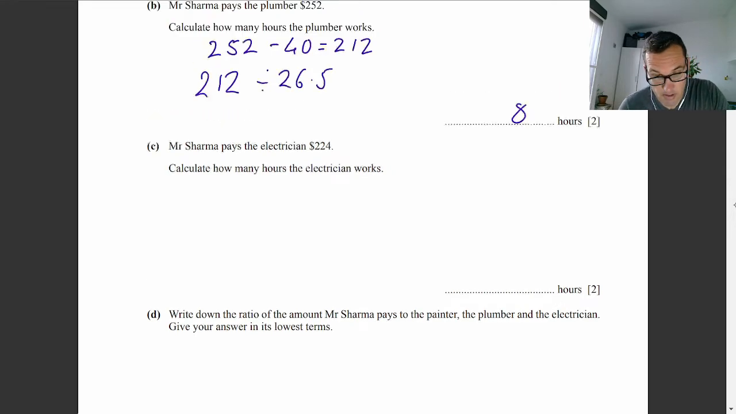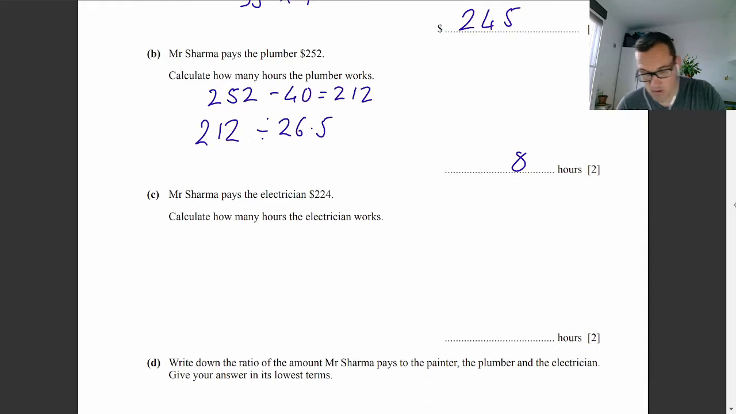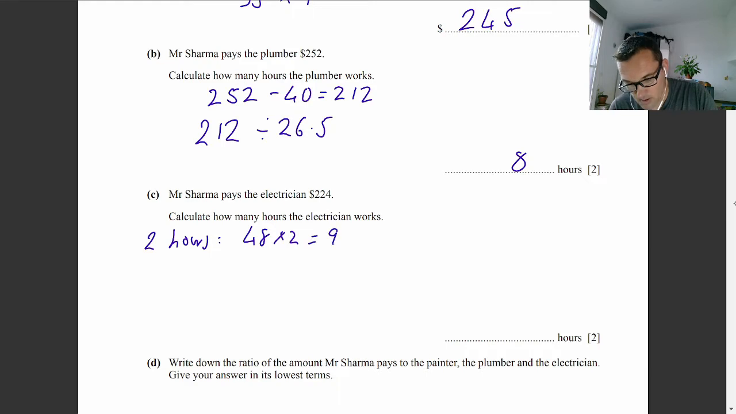So here it gets a little bit more complicated. $48 per hour for the first 2 hours. So let's just think about that. The first 2 hours, let's write that down. First 2 hours was $48 per hour. So that's 48 times 2, which is $96 he paid for the first 2 hours.